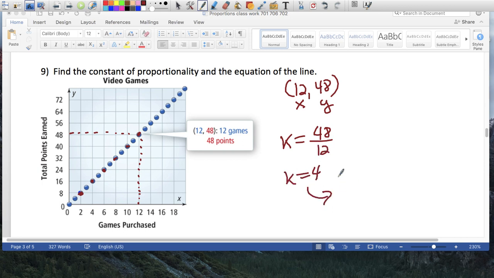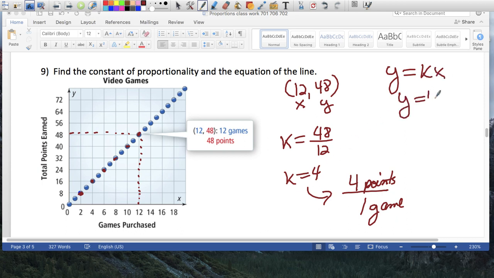My unit rate, I didn't ask, but my unit rate is going to be 4 over 1, or 4 points for every game that I buy. And then we can find our equation of the line, which is y equals kx. We just found that k was 4, so we get y equals 4x. That makes sense. When I buy one game, I get 4 points. When I buy 2 games, it's 4 times 2, which is 8, and so on.